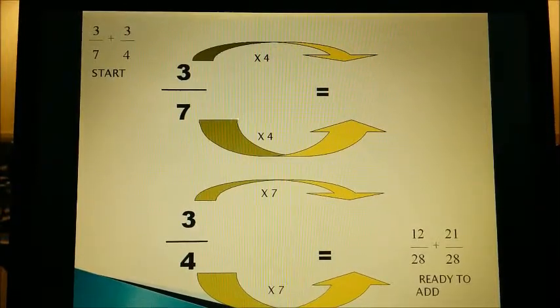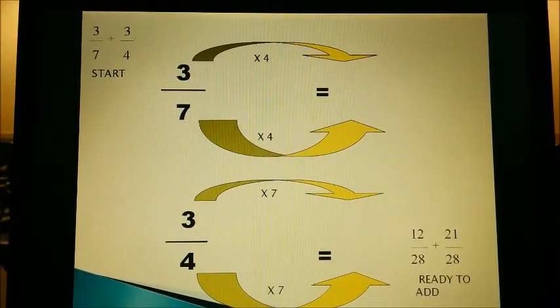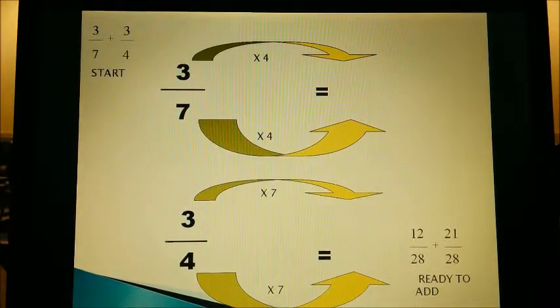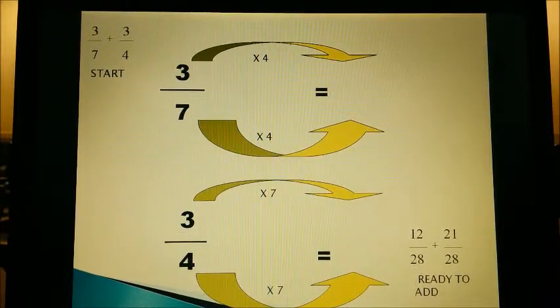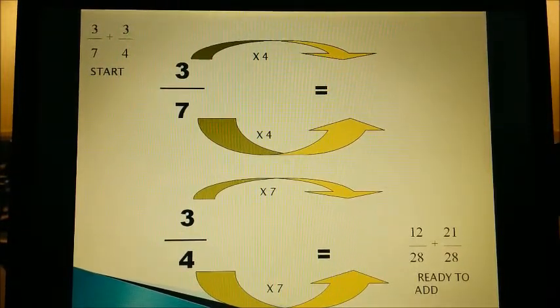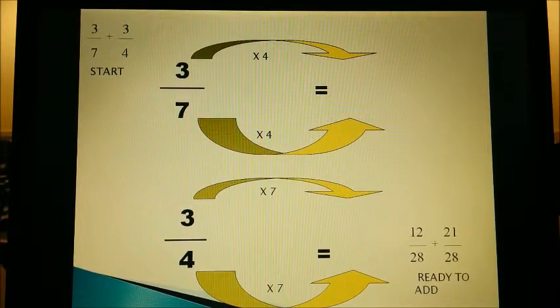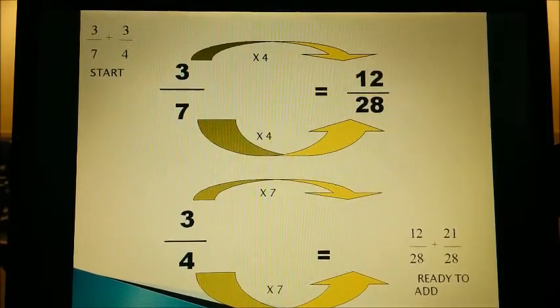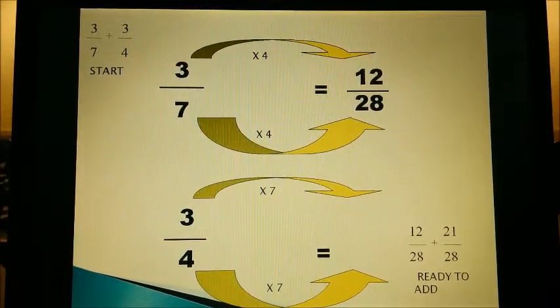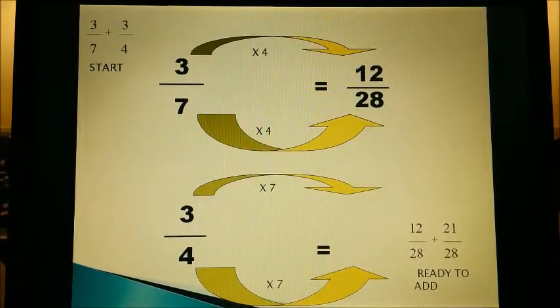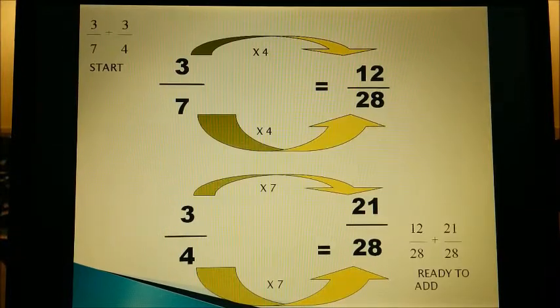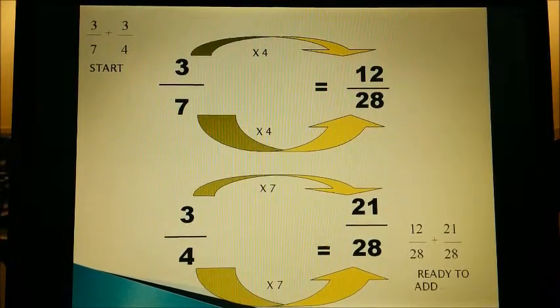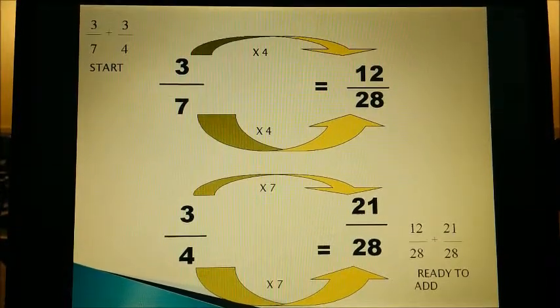So 3 over 7 plus 3 over 4 means we will multiply both the numerator and denominator of 3 over 7 by 4. It's going to be 12 over 28. And 3 over 4, when you multiply the numerator and denominator by 7, it'll be 21 over 28. When you add them, you will have your final answer as 33 over 28.